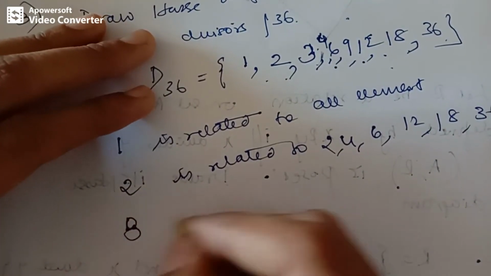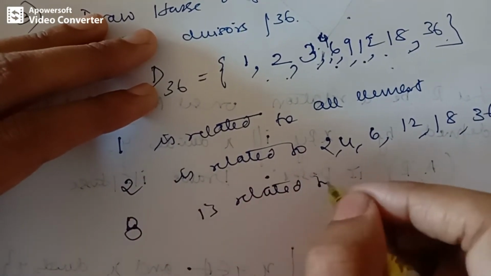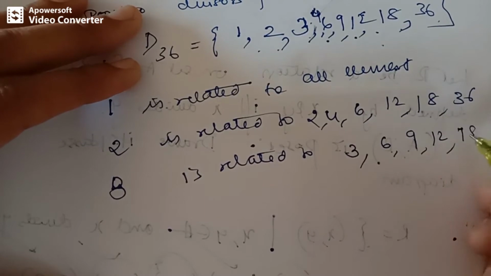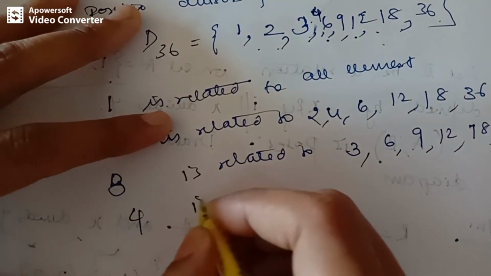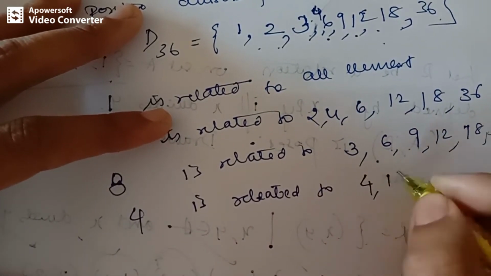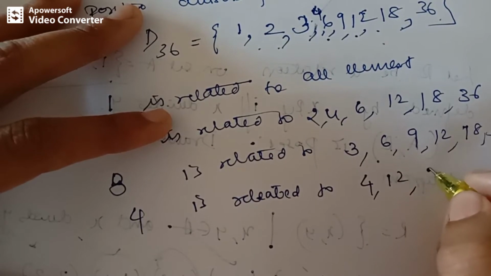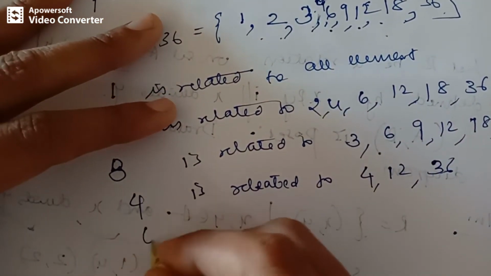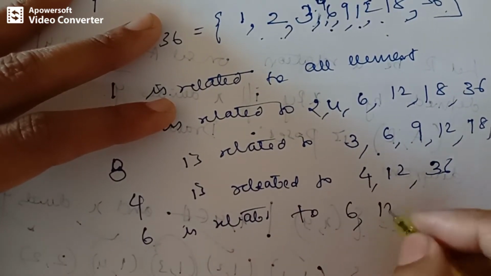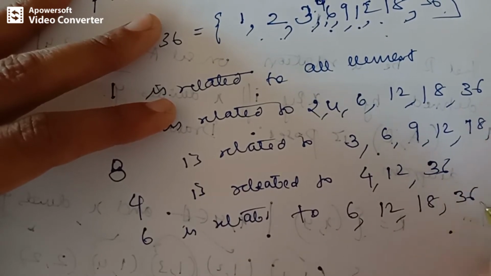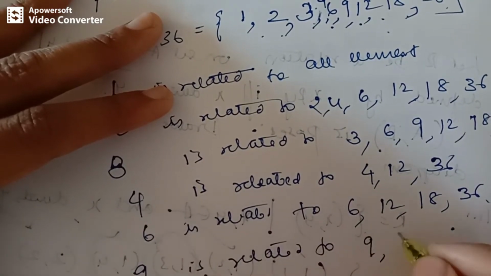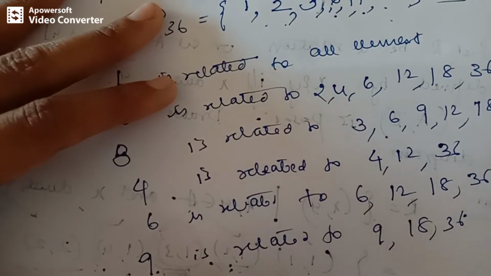Next, 3 is related to how many elements? 3 divides 3, 3 divides 6, 3 divides 9, 3 divides 12, 3 divides 18, 3 divides 36. 4 is related to how many elements? 4 divides 4, 4 divides 12, 4 divides 36. Next, 6 is related to how many elements? 6 divides 6, 6 divides 12, 6 divides 18 and 6 divides 36.